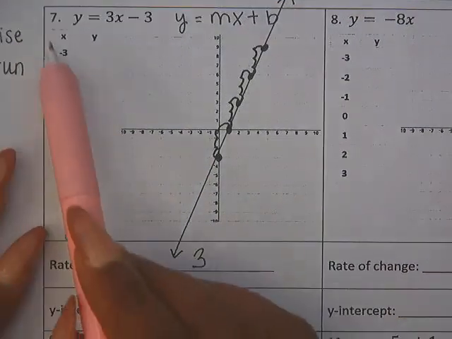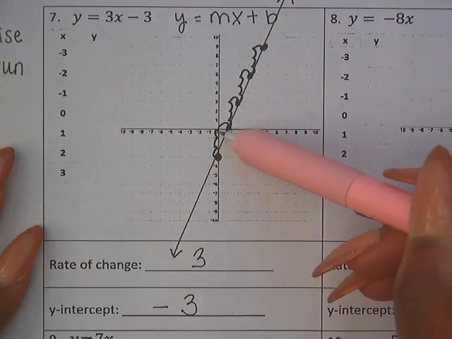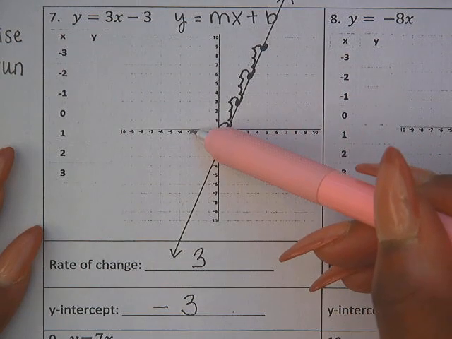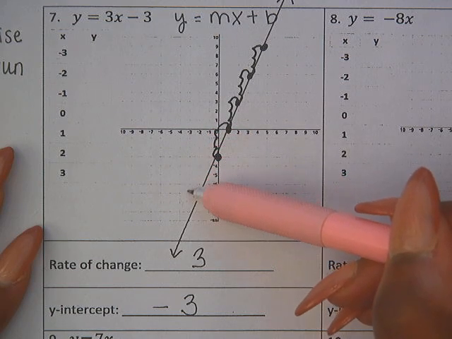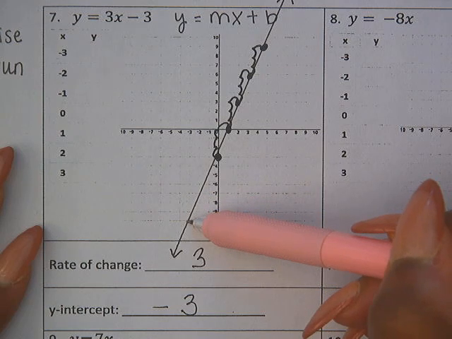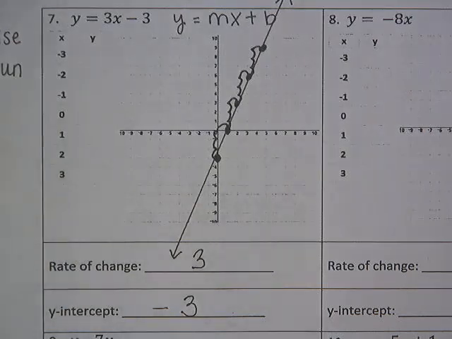At -3, where is y? If we go to -3 on the x-axis, y seems to be at -10. But you can verify this by doing some math.